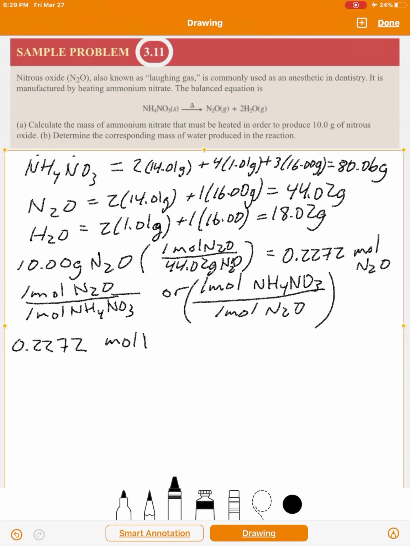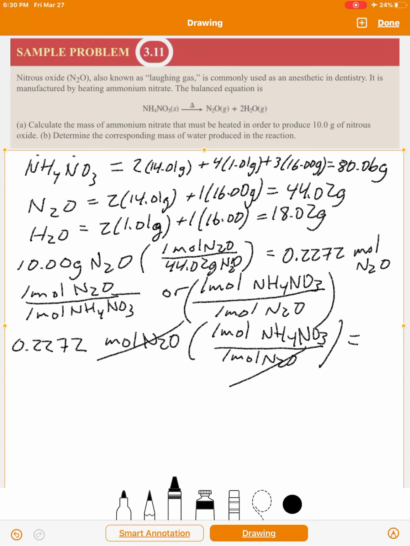So 0.2272 moles of N2O, and then it's 1 mole of ammonium nitrate per 1 mole of N2O. So that cancels, and that'll give you the moles. Obviously it's going to be 0.2272, because if you multiply a number by 1 over 1, it's not going to change the value. So that's 0.2272 moles of ammonium nitrate. And then we just want to convert that to grams. Calculate the mass. So that's a mass conversion. We go from moles to grams.